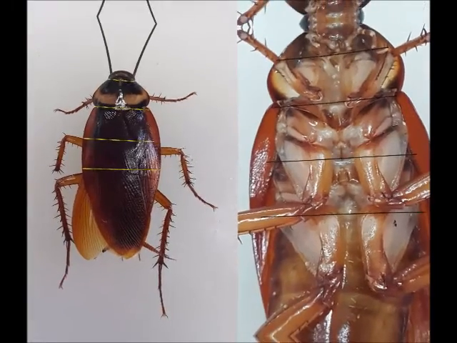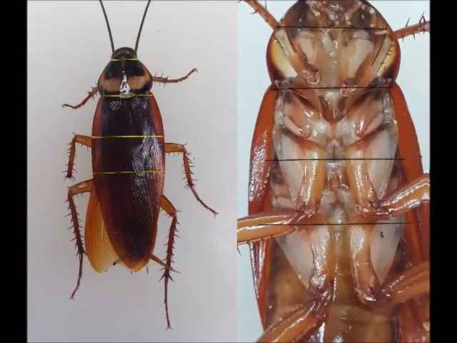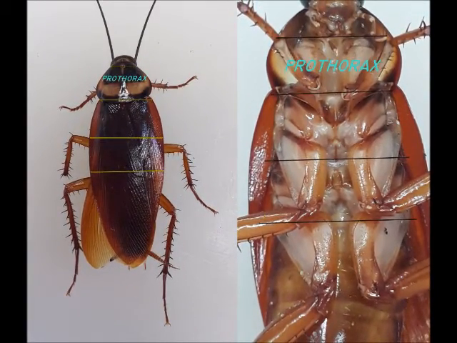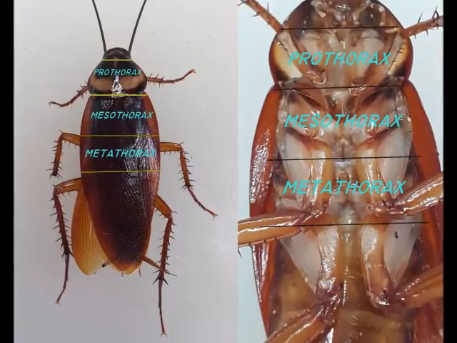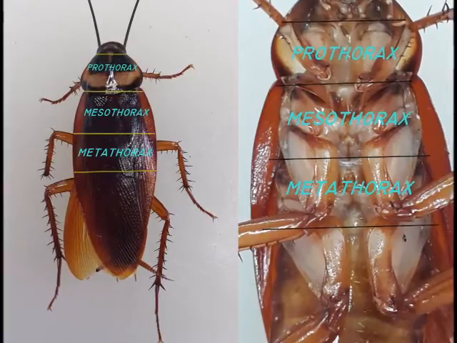The insect thorax has three segments. The anterior segment closest to the head is the prothorax, with the major features being the first pair of legs. The middle segment is the mesothorax, with the major features being the second pair of legs and the anterior wings. The third and most posterior segment, abutting the abdomen, is the metathorax, which features the third pair of legs and the posterior wings.